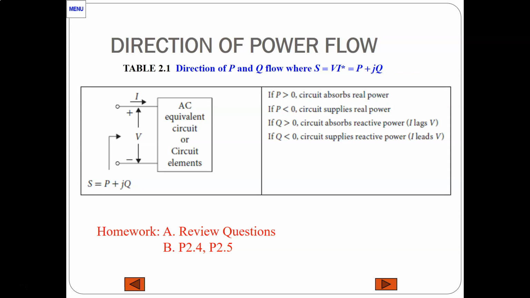To sum up, this gives an overview of the direction of power flow. If active power P is larger than 0, the circuit absorbs real power. If P is less than 0, the circuit supplies real power. If Q is larger than 0, the circuit absorbs reactive power, as the current lags the voltage. And if Q is less than 0, the circuit supplies reactive power. The current then leads the voltage.